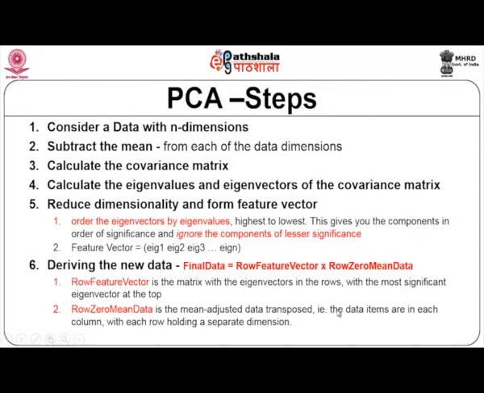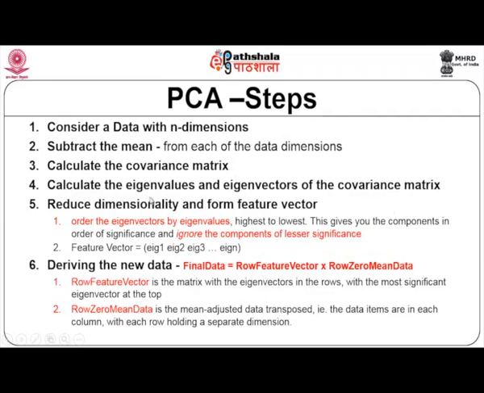Having understood what is variance, what is covariance, and how a simple covariance can be calculated, now let us jump to principal component analysis and the steps involved in calculating it. Consider data with n dimensions. The first step is to calculate the correlation matrix. The correlation matrix can be calculated first by subtracting the data by its mean. Then you will have to calculate the covariance matrix. From the covariance matrix, calculate the eigenvalues and eigenvectors.